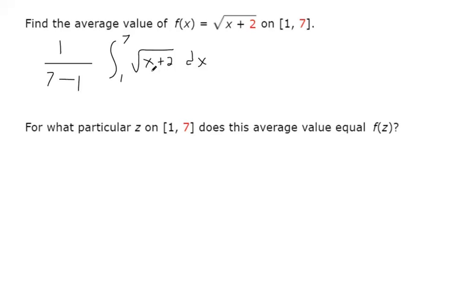I guess you could make this substitution, u equals x plus 2, then du is just going to be 1. So we have u, and du could just be a times 1 constant we have out here. I'll carry it down here. 1/6 integral from 1 to 7. This is the square root of u du.